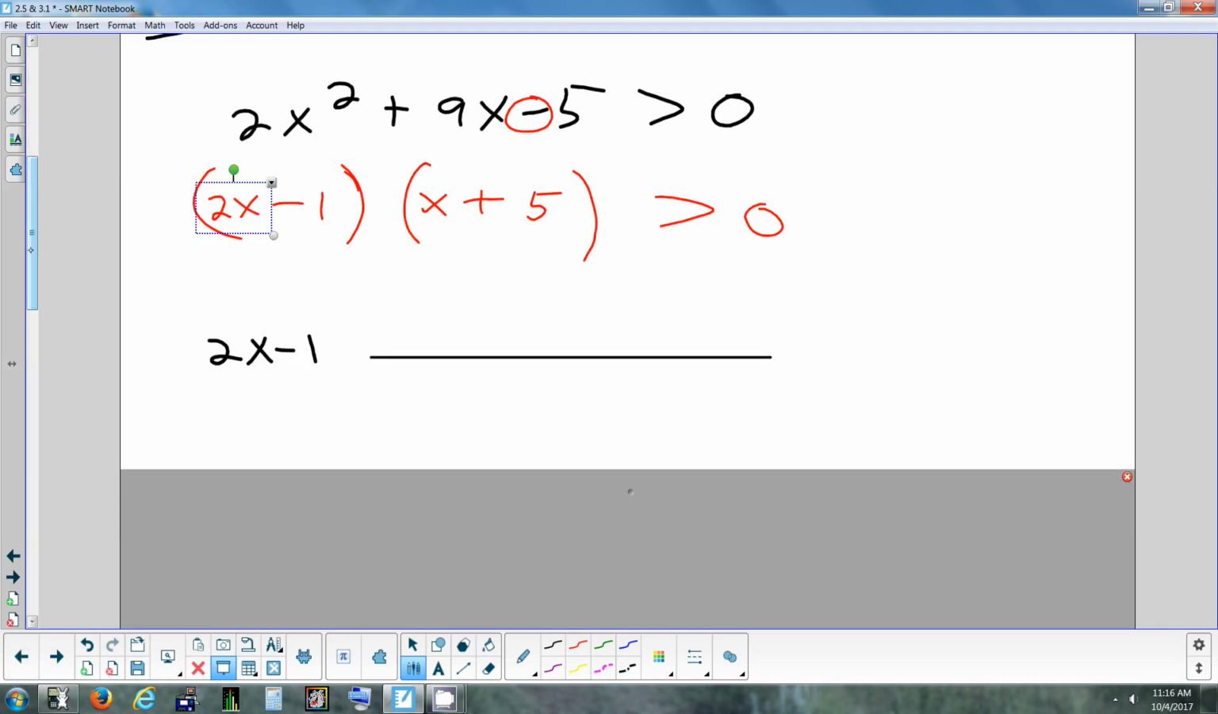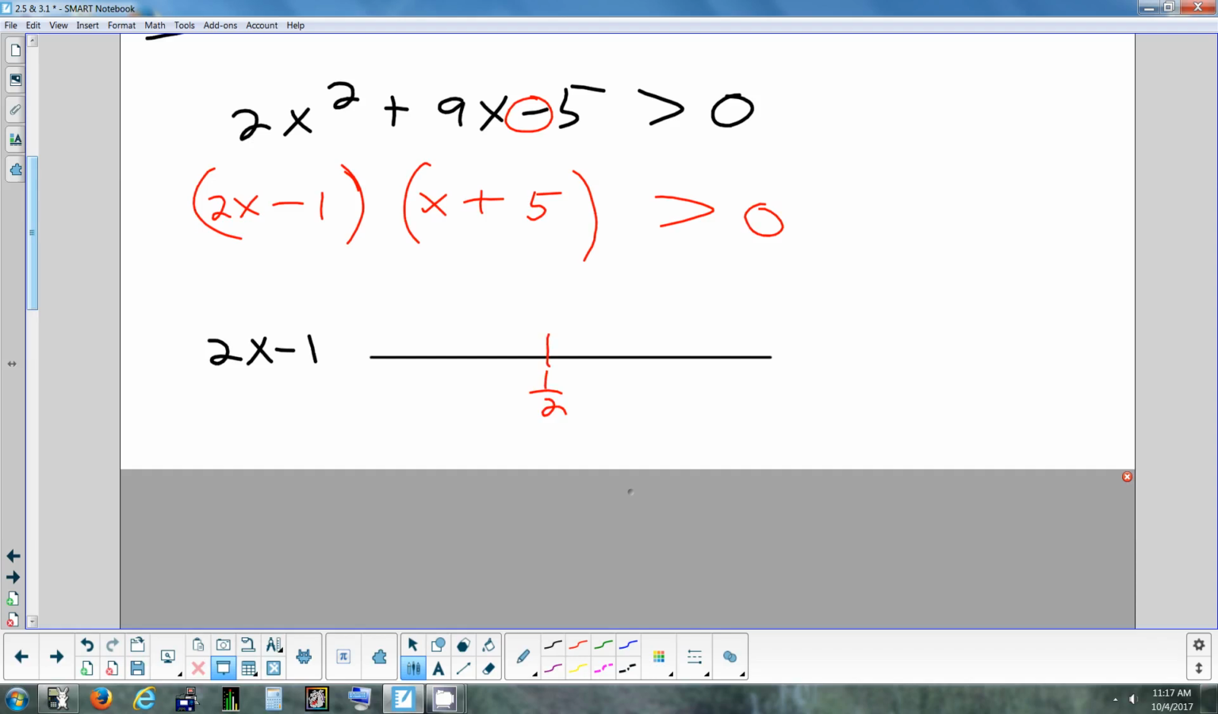So let's start with 2x minus 1. What would be the 0 for 2x minus 1? What would you plug in for x so that it comes out to be 0? A half. So if you plug in a half for x, it would come out to be 0. Any question on how you figure that out? Because 2 times a half is 1, and 1 take away 1 is 0. So x is a half.